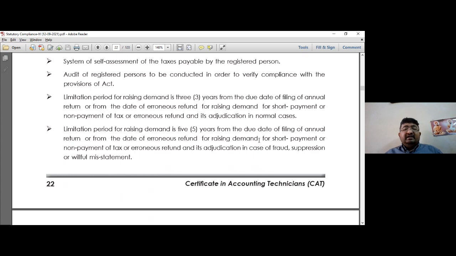Within how many years can the audit be taken up? Sir, for sales made 10 years before, can the audit be taken up now? Is there any limitation period? Yes, there is a limitation period. If there is no short payment or non-payment of tax or erroneous refund, and there is no fraud, suppression or willful misstatement, then within 3 years the audit can be taken up. But when fraud, suppression or willful misstatement are there, then the audit can be taken up within 5 years.